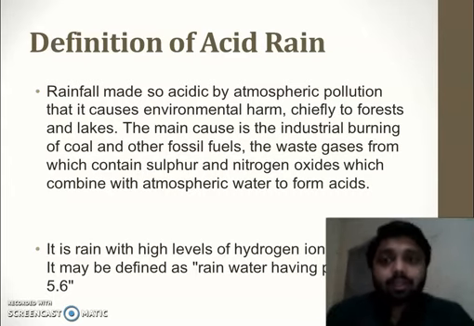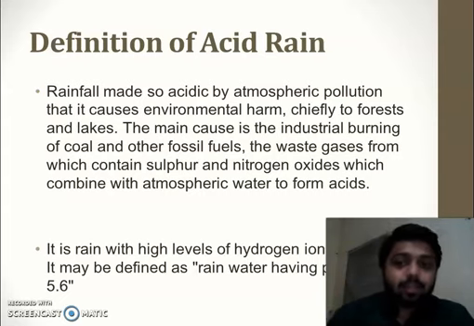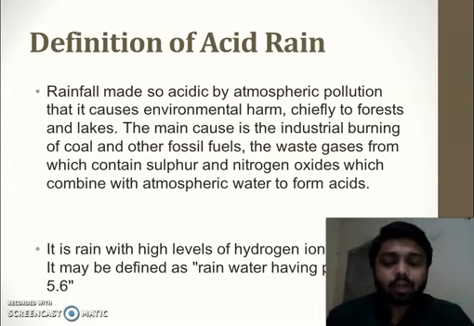The main cause of acid rain is the industrial burning of coal and other fossil fuels, the waste gases from which contain sulfur and nitrogen oxide, which combine with atmospheric water to form acid. So this is the basic definition. Further, we are going to explain what exactly it means.